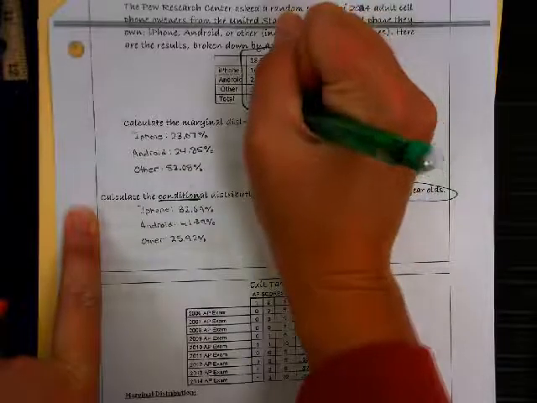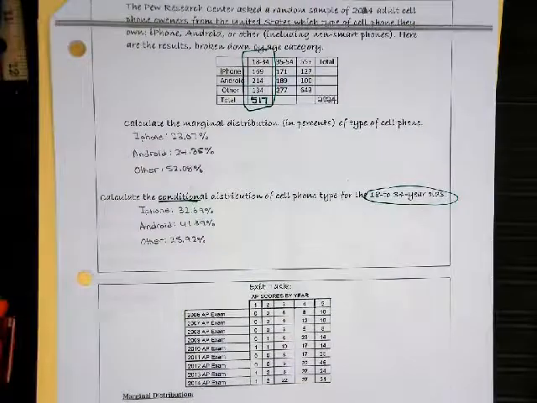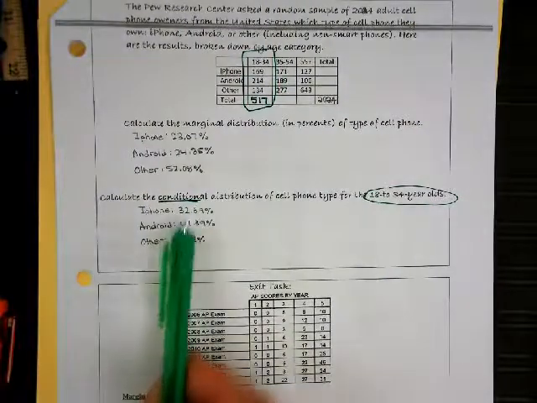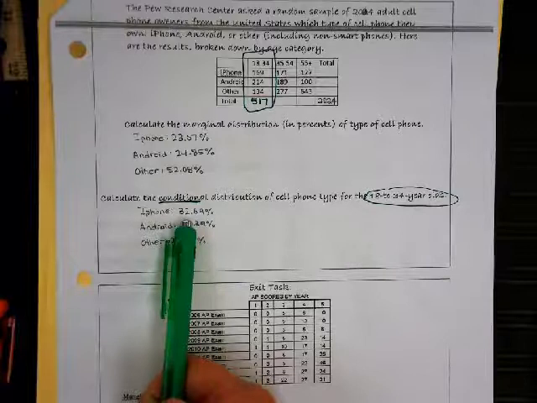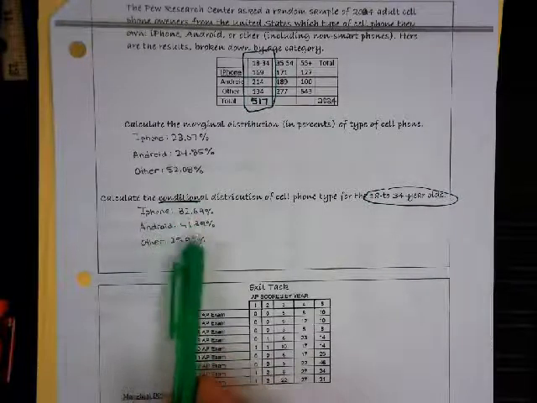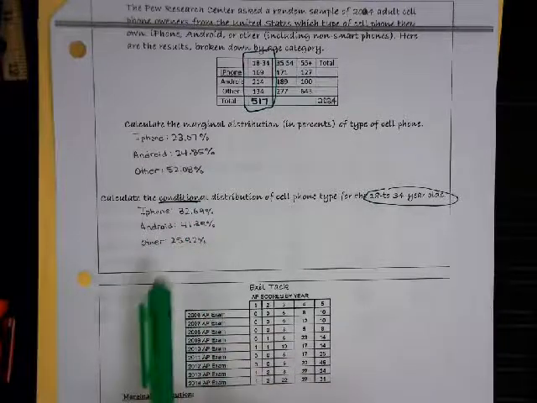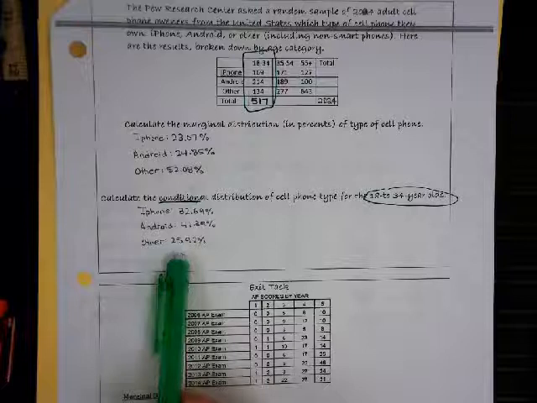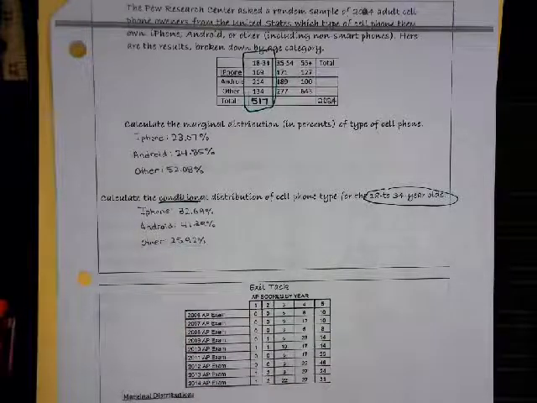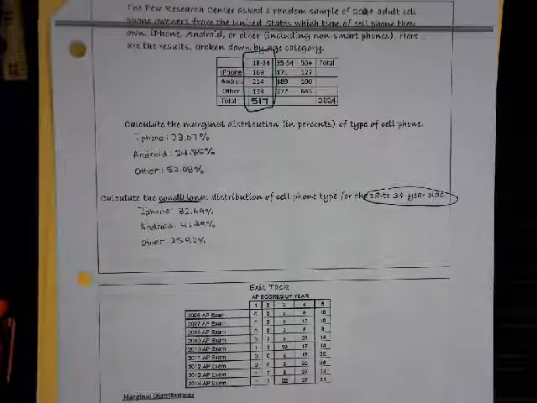So of the 18 to 34-year-olds, about 32.69% own iPhones, 41.39% own Androids, and then 25.92% own some other type. Anna? We were wondering for the Android, since it was 21.39, I just wanted to explain with the 40, is that wrong? That's fine. Okay. Any other questions?